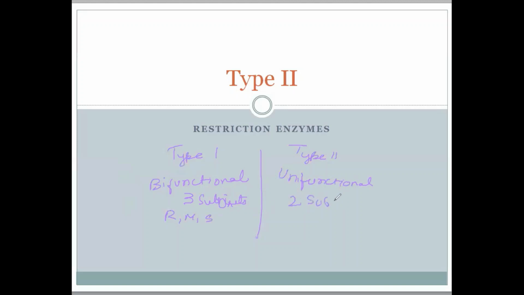But type 2 has 2 subunits, and these subunits are restriction and modification. Type 1 restriction enzymes cut at least 1000 base pairs away, and type 2 restriction enzymes cut near or at the recognition sequence. Type 1 does not have subtypes, while type 2 has a lot of subtypes.